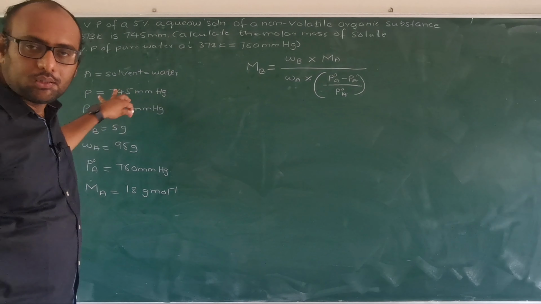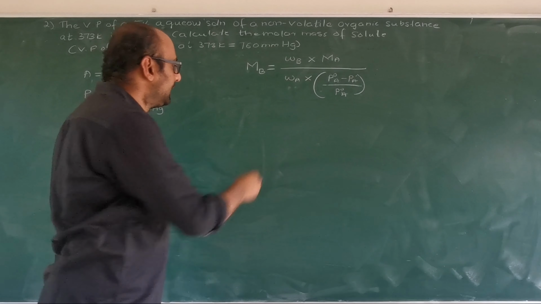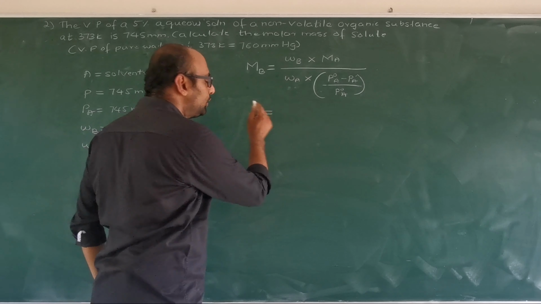Now, all the values in the formula are given. The molar mass of the solute, Mb, is equal to Wb, the mass of the solute, 5 grams, multiplied by Ma, the molar mass of the solvent, 18, divided by Wa, the mass of solvent, 95 grams, multiplied by the relative lowering in vapor pressure: P naught A, which is 760 mmHg, minus Pa, 745 mmHg, divided by P naught A, that is 760.